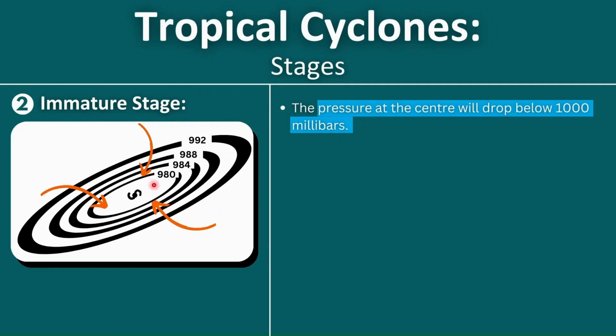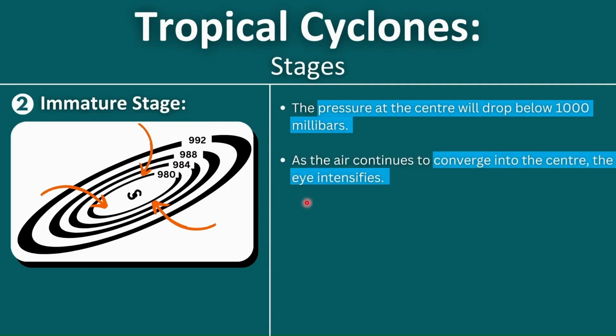Remember, in a cyclone, which is a low pressure cell, the lowest pressure will always be found in the center. And we can see again, these arrows will represent the movement of air as it converges into the low pressure cell. So as the air continues to converge into the center, the eye intensifies. As you can see, that is the eye right there.